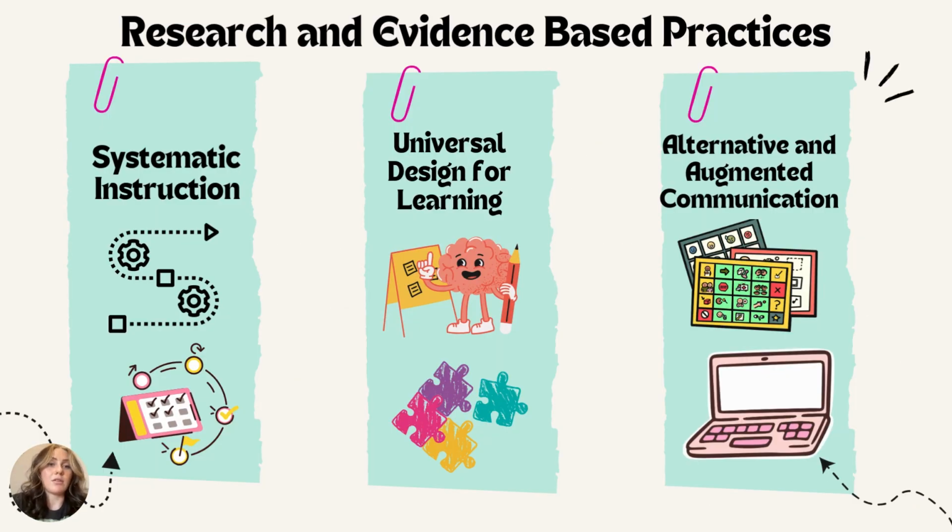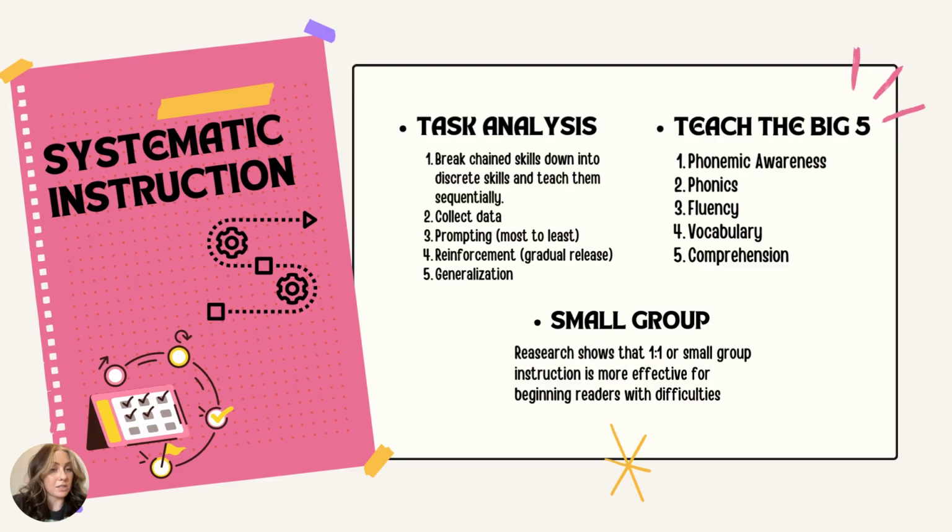So let's look at the research and evidence-based practices for literacy instruction. The first is systematic instruction, implementing universal design for learning, and using augmentative and alternative communication. So let's dive into it a little deeper. Systematic instruction involves specifically teaching the skills needed for reading. This might look like task analysis, and that is breaking chain skills down into the discrete skills and teaching them sequentially. You then need to collect data on what the student has learned and give prompting as needed.